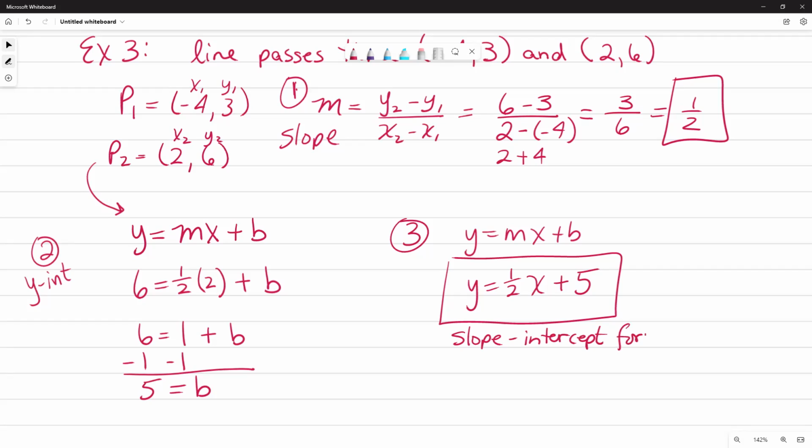It will specify standard form or slope-intercept form.